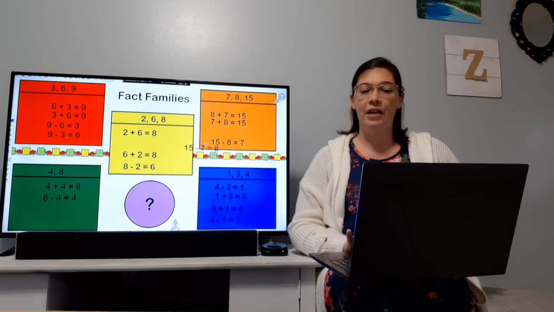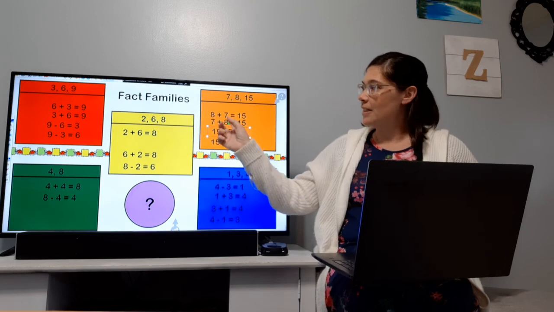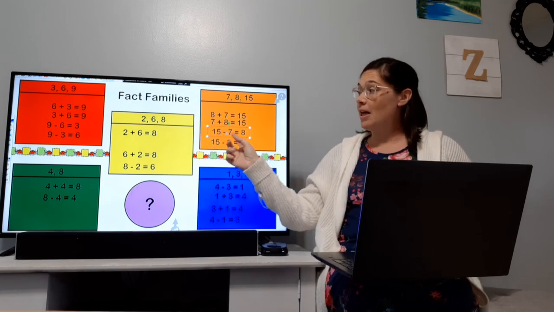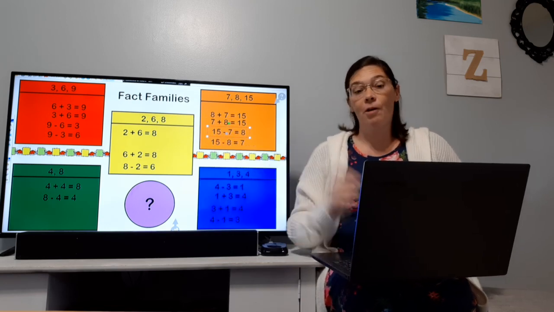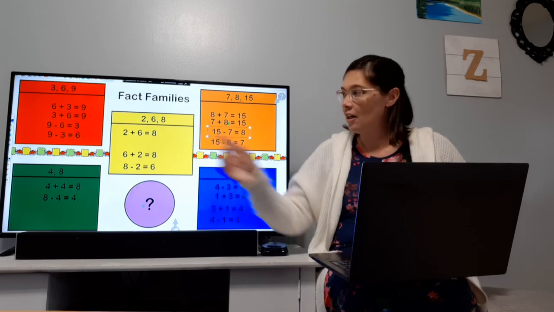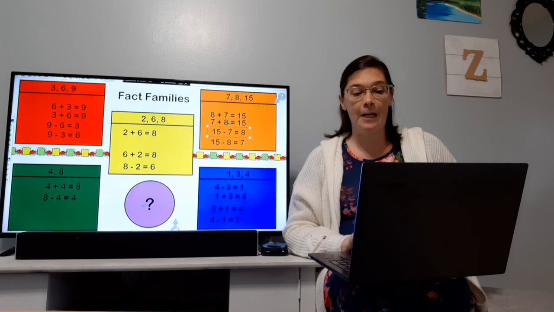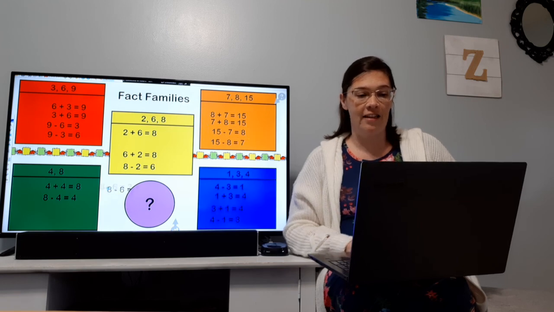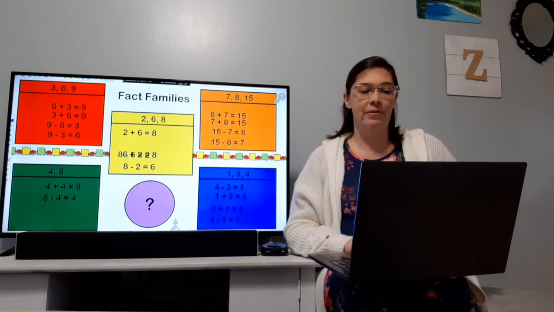15 minus 7 equals 8. And that one's complete. 8 plus 7, 7 plus 8, 15 minus 7, 15 minus 8. All part of the same fact family. So we should just have one left. Do you know what it is? It's from this fact family. Let's see. 8 minus 6 equals 2.